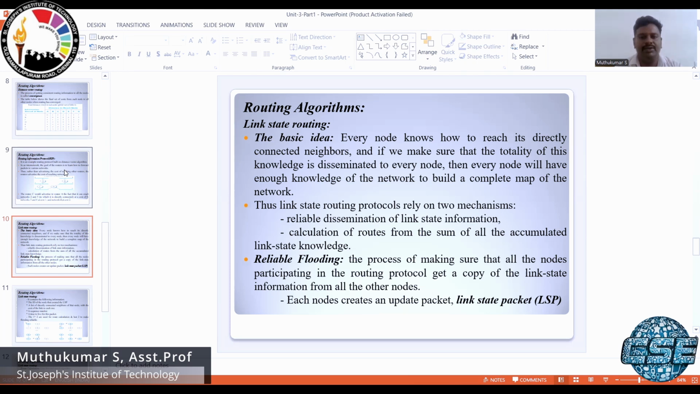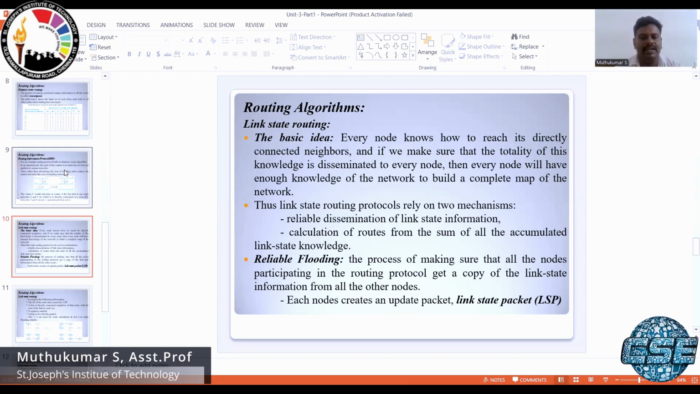The best idea to reduce this problem is to share only the known information with the adjacent nodes. That's why we are moving to the routing algorithm called link state routing. In this, we share only the known information of the adjacent nodes with the nearby nodes. Every node knows how to reach its directly connected neighbors, and that knowledge stored in each node is shared with the adjacent nodes. That is the main advantage of the link state routing algorithm. It creates reliable transmission in a network without flooding.